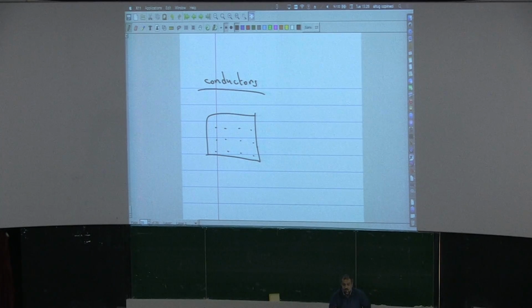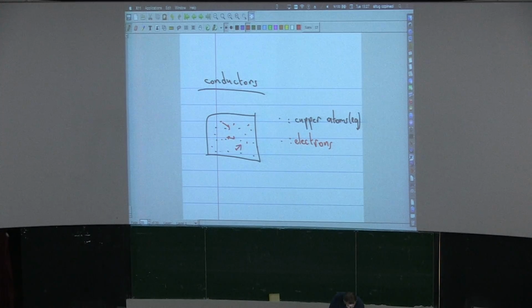The copper atoms will be fixed at their positions. For example, just copper atoms. Let's say these are the electrons. The electrons will be just moving around. In fact, they move quite fast. They're just free to move.